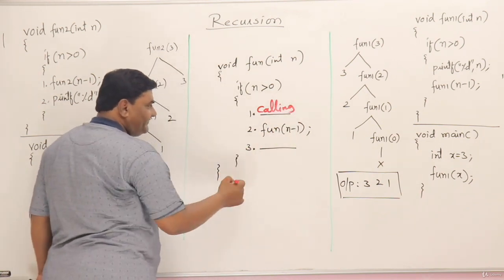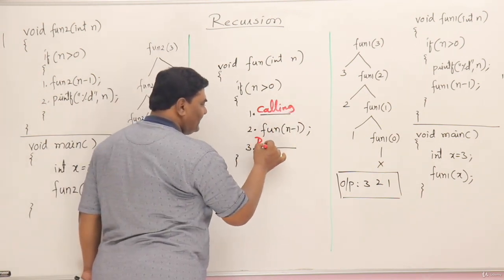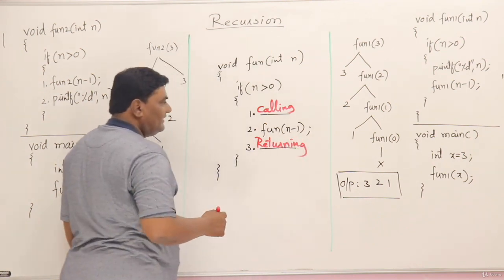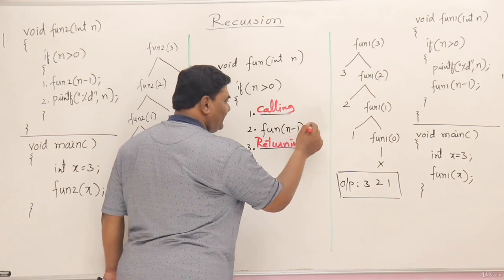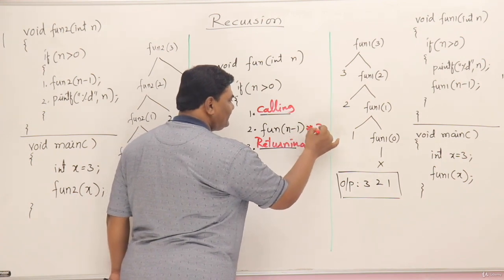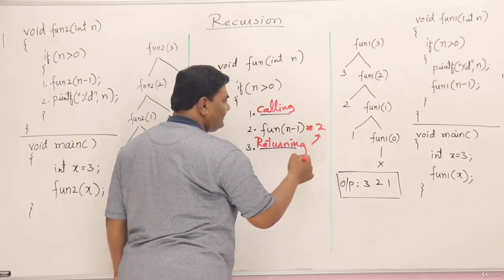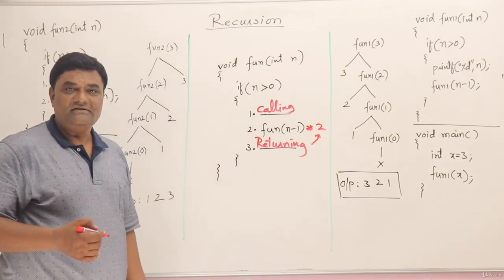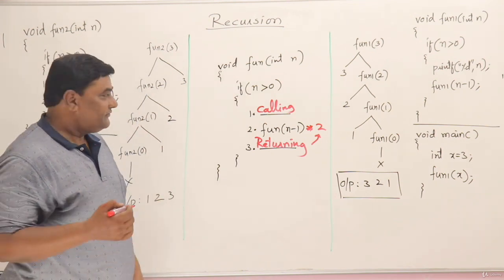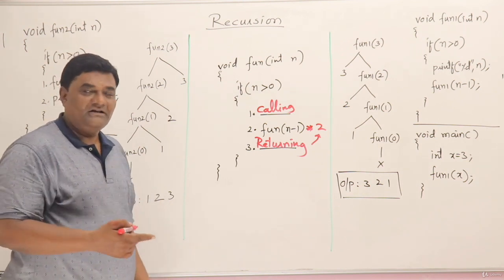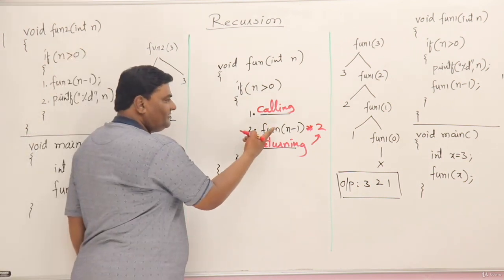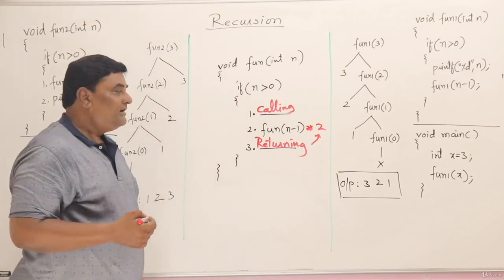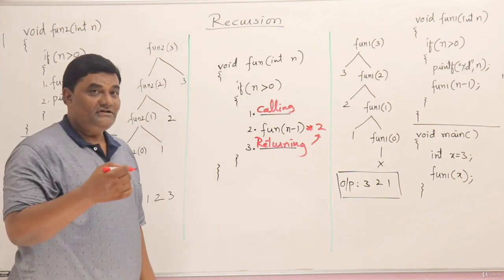And when will this statement execute? It will execute at returning time. And if anything is there followed by this function, then that will also execute at returning time only. If any computations are there, any more things are there. So that's it. You can take it as a formula. In a recursive function call, before the function call, if anything is there, then that will be executed at calling time. After the function call, it is executed at returning time.